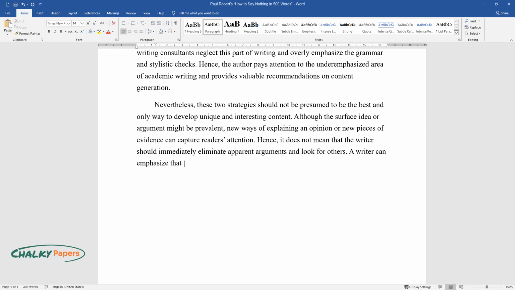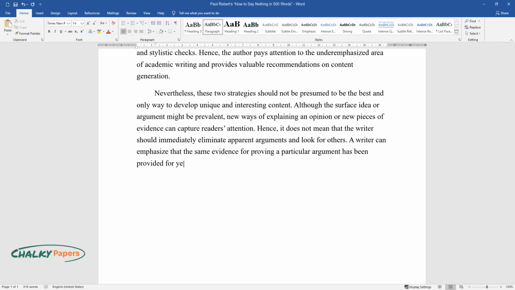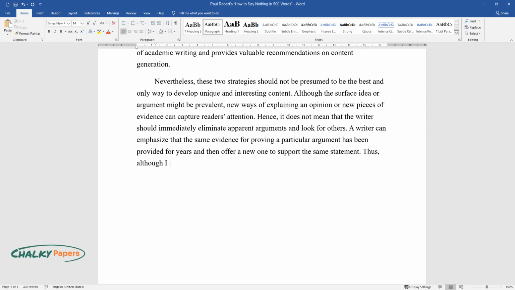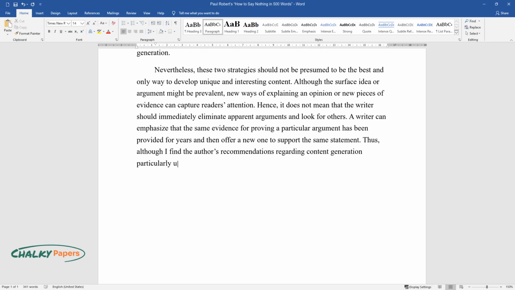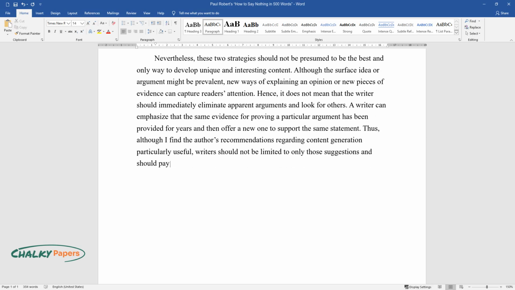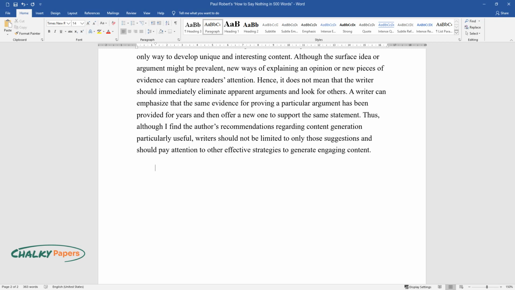A writer can emphasize that the same evidence for proving a particular argument has been provided for years and then offer a new one to support the same statement. Thus, although I find the author's recommendations regarding content generation particularly useful, writers should not be limited to only those suggestions and should pay attention to other effective strategies to generate engaging content.